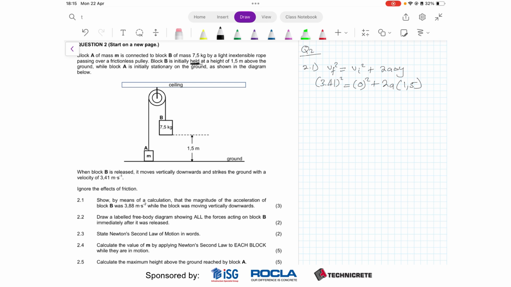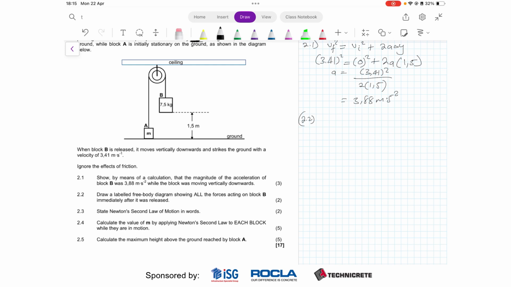This tells you that after all the algebra is done, the acceleration is equal to 3.41 squared divided by 2 into 1.5, and that will be equal to 3.88 meters per second squared.